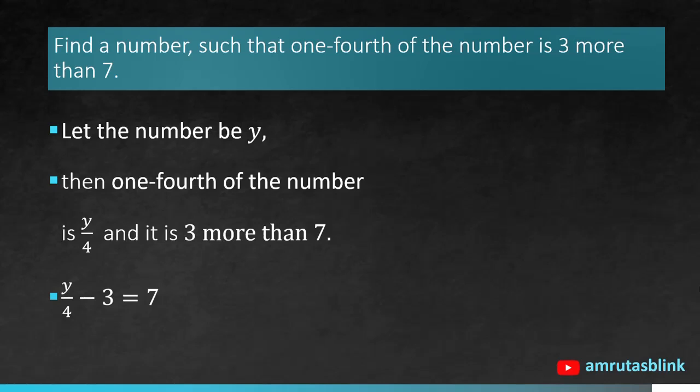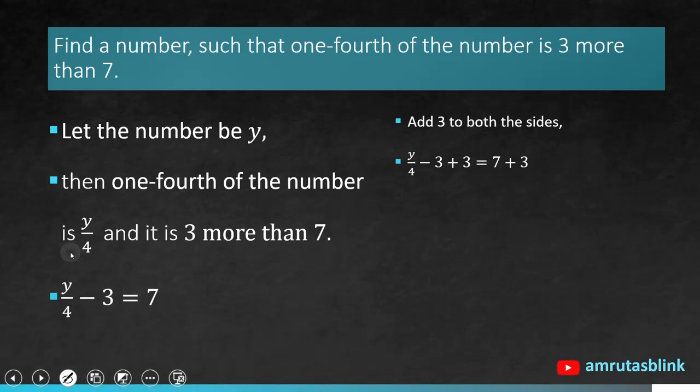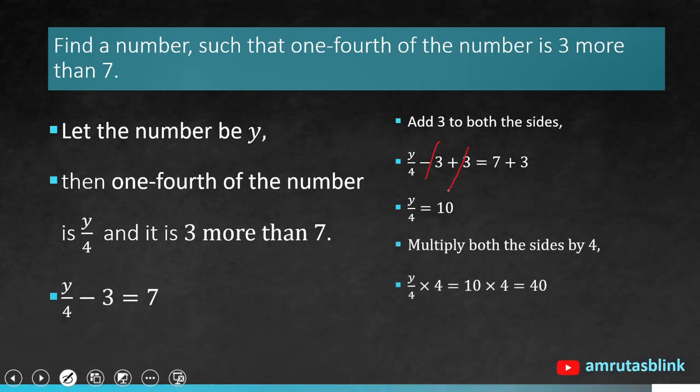Given equation is y by 4 minus 3 is equal to 7. Now in order to solve this equation, we need to add 3 to both the sides. So y by 4 minus 3 plus 3 is equal to 7 plus 3. So y by 4 is equal to 10. Now multiply both the sides by 4 in order to cancel 4 in the denominator. So y by 4 into 4 is equal to 10 into 4. This 4 will get cancelled. So y is equal to 40, and hence the required number is 40.